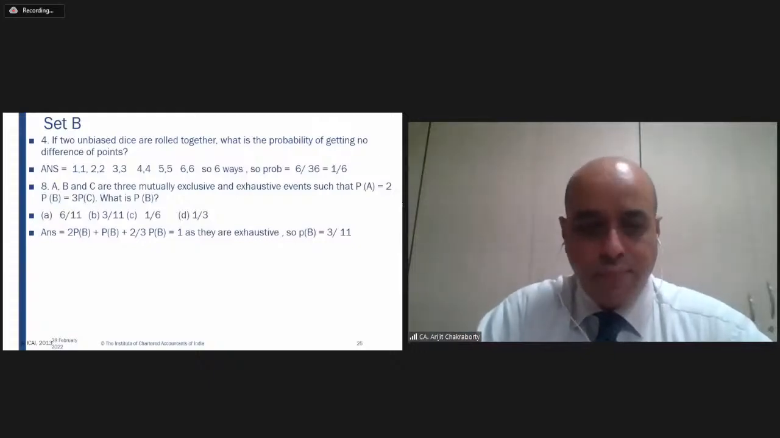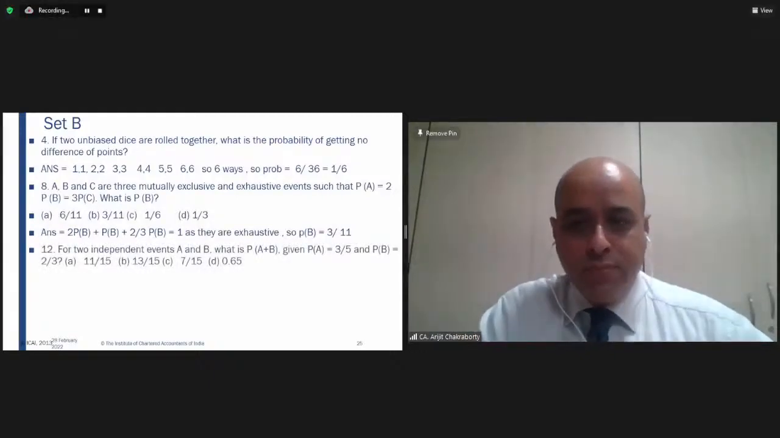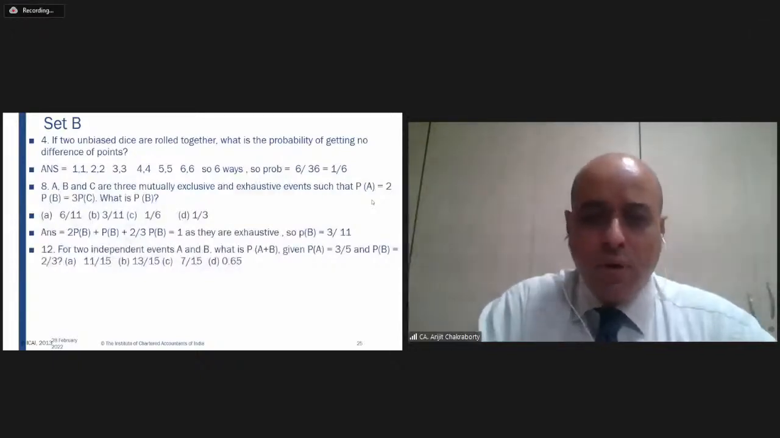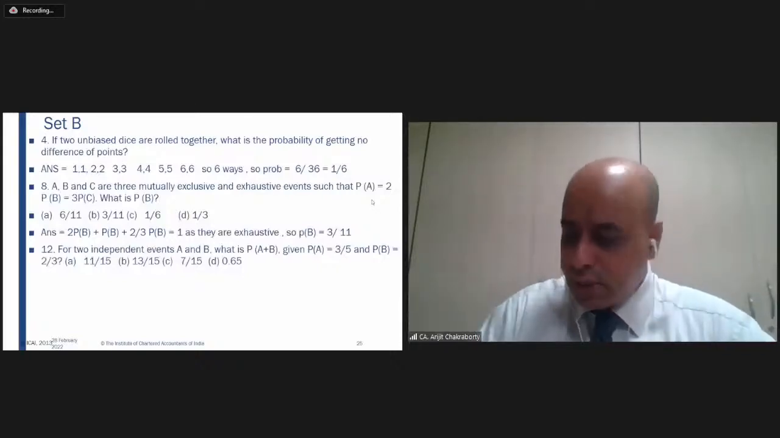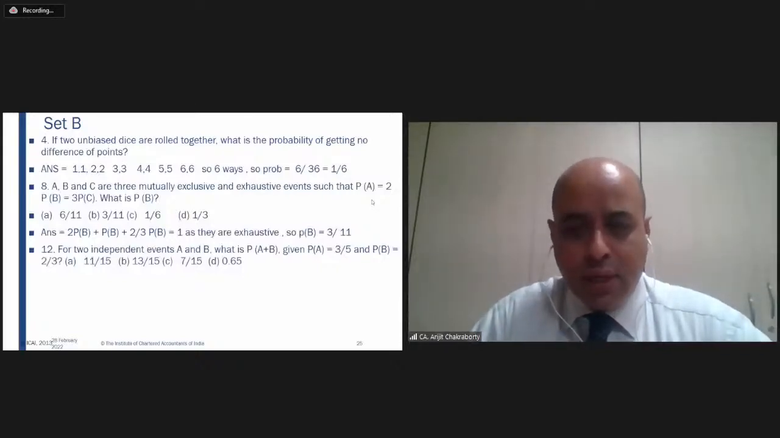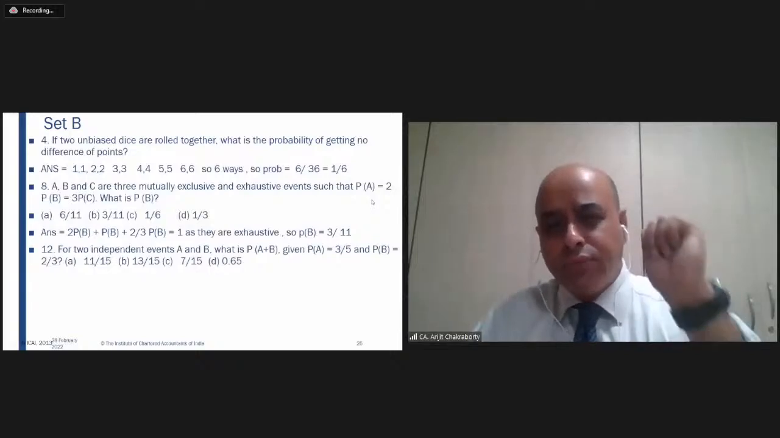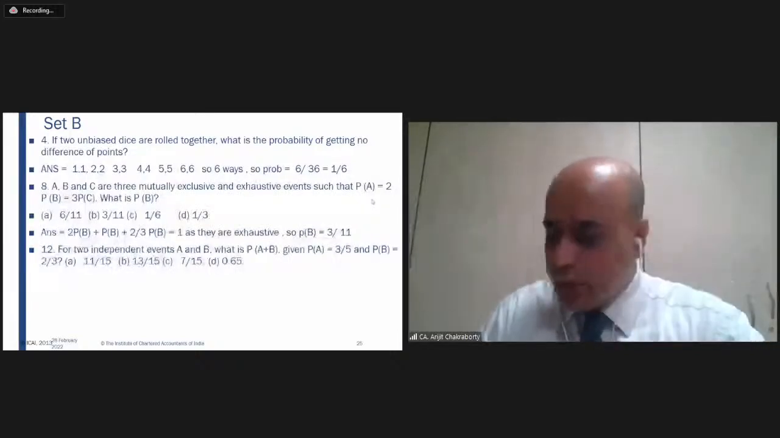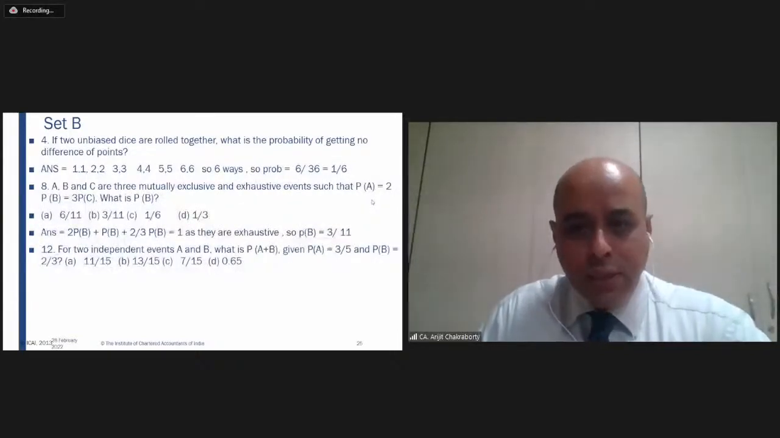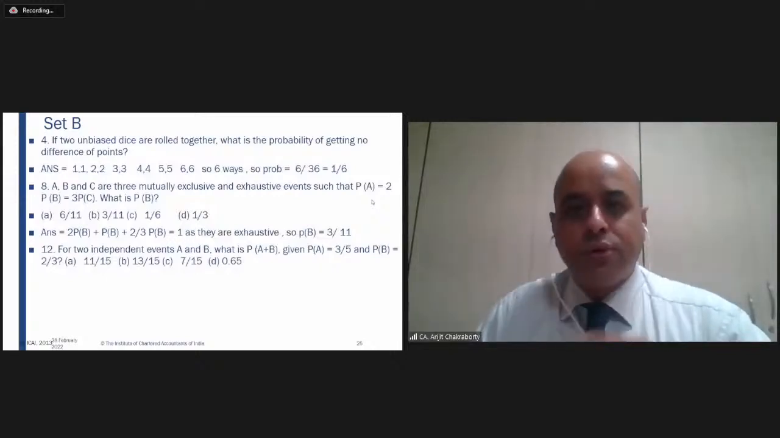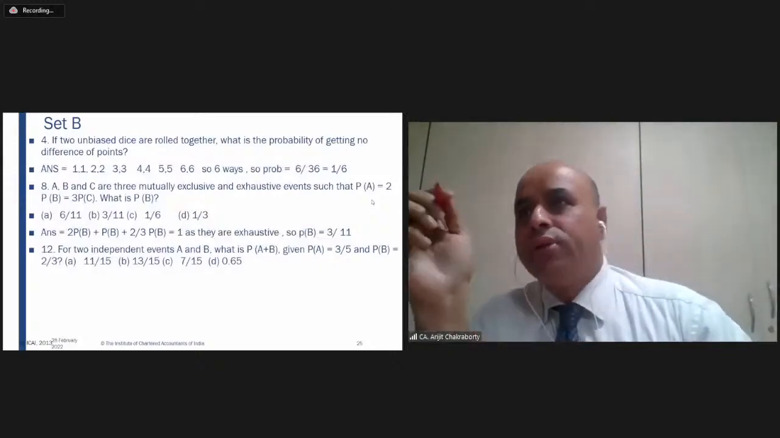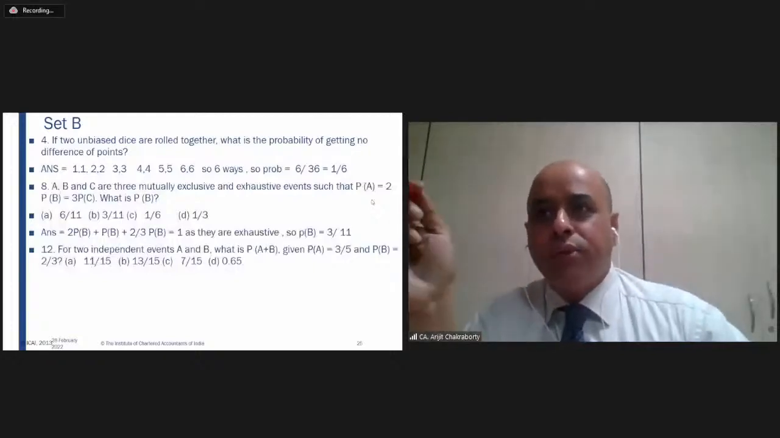Very good. The next question, for two independent events, I am taking question number 12 from set B of the study material. For two independent events A and B, what is probability A plus B when it is given that probability of A is 3/5 and probability of B is 2/3? It is written that it is an independent event. That means probability of AB is equal to probability of A into probability of B, that is PA into PB.